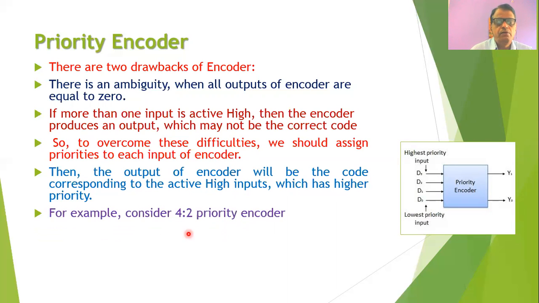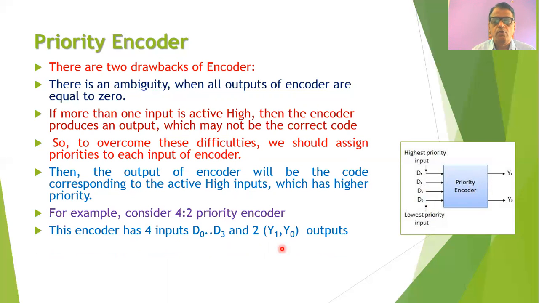So for example, we will consider a 4 to 2 priority encoder. As shown in this block diagram, this encoder will have 4 inputs D0, D1, D2 and D3, out of which D0 will have the least priority or lowest priority and D3 will have the highest priority. And suppose this encoder circuit has two outputs Y0 and Y1.